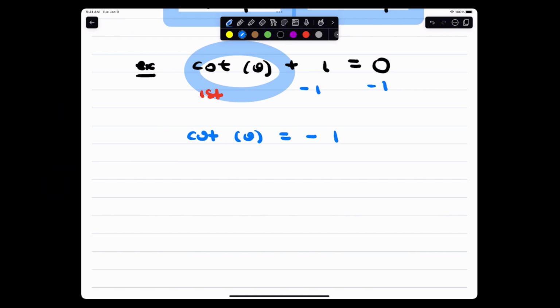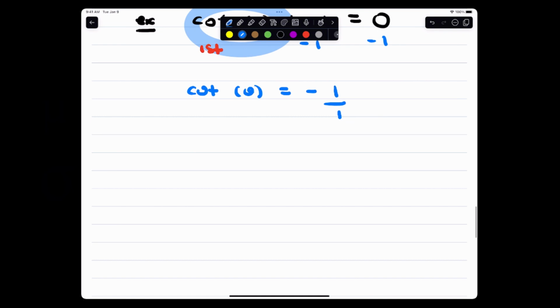What did you guys work on? What's the reciprocal of cotangent? So if I said to you, we're going to use the reciprocal. Tangent theta will be 1 over -1. What does that mean? Tangent theta is negative what? 1.